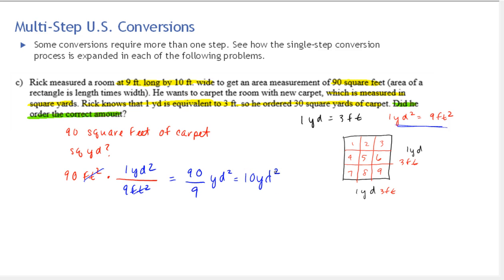Okay. So Rick had ordered 30 square yards of carpet. He divided by 3. So the answer to the question, did he order the correct amount, is no. Rick only needs 10 square yards of carpet. Okay. And trust me, this has happened many, many times in real life, and then you have lots of extra carpet. Okay.